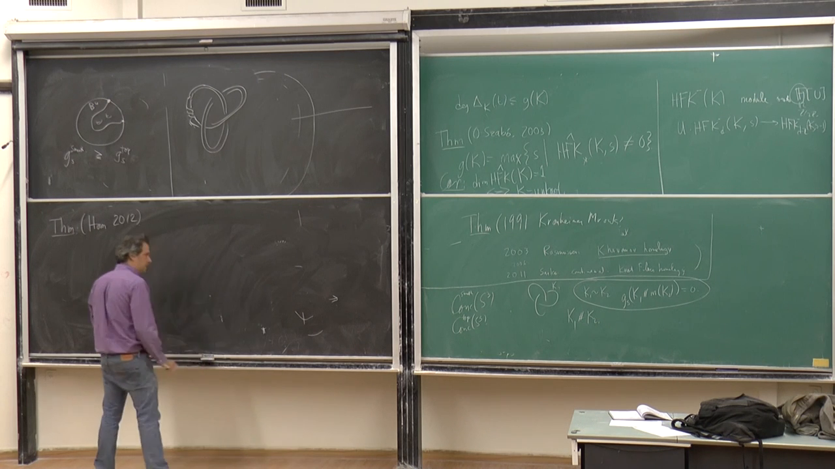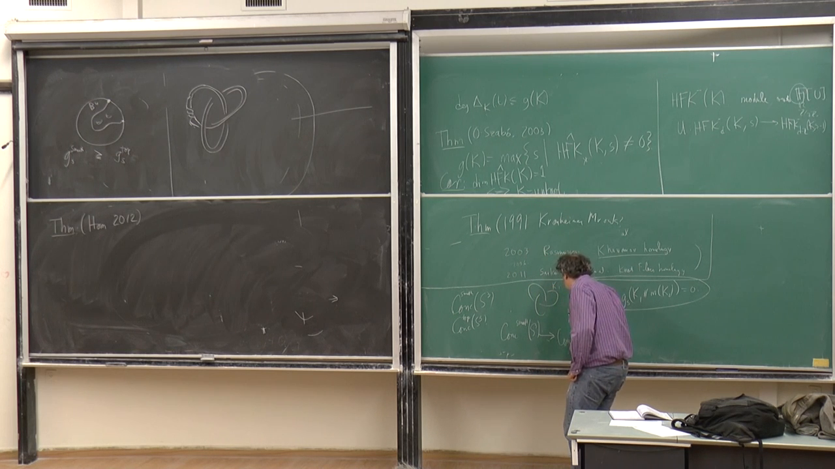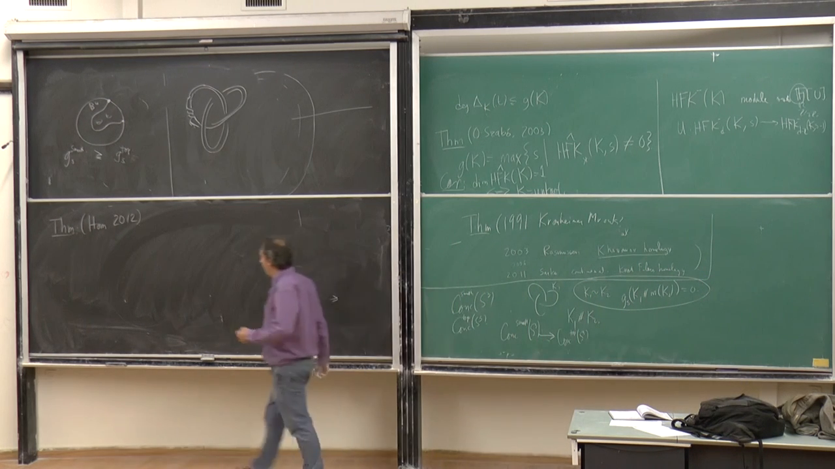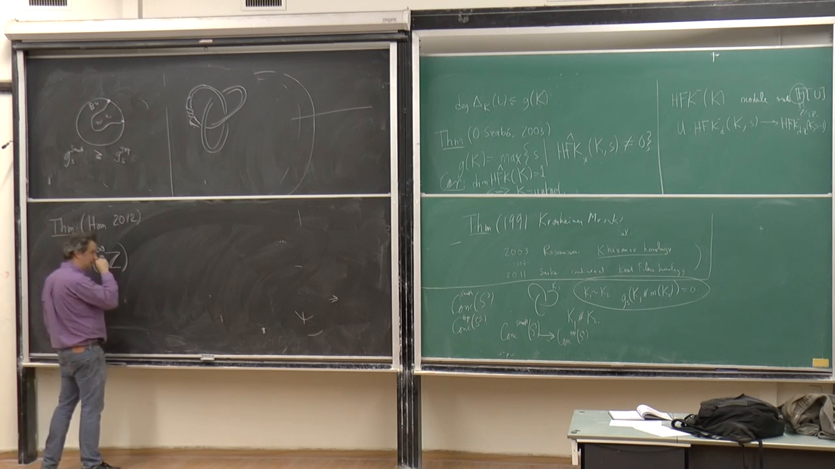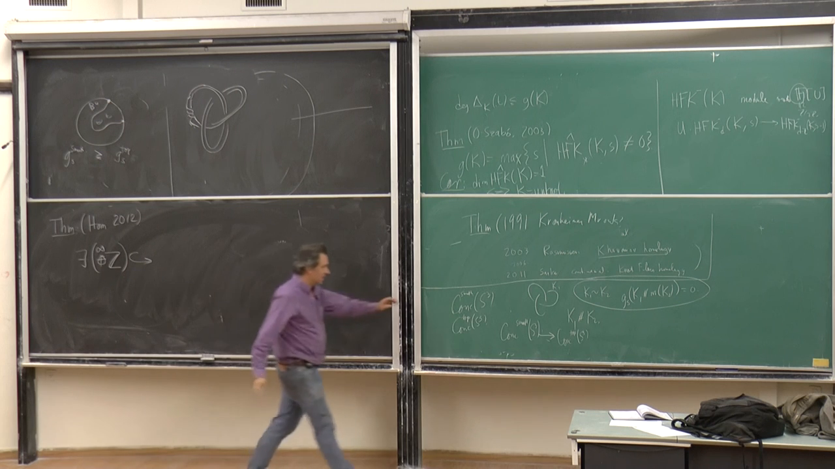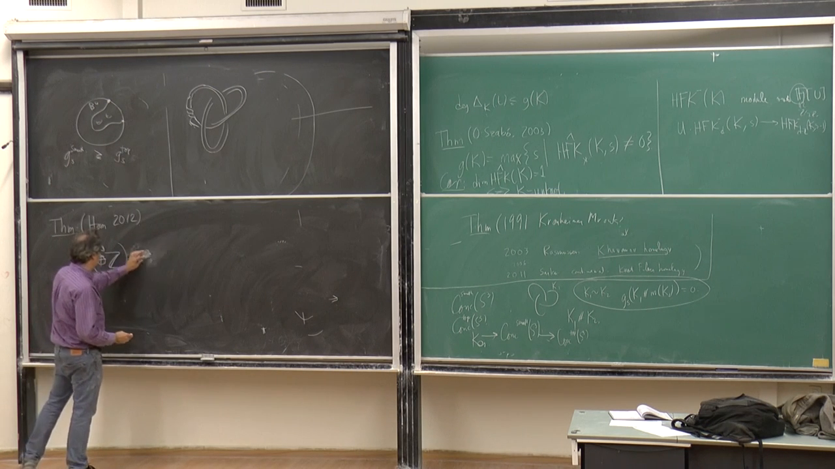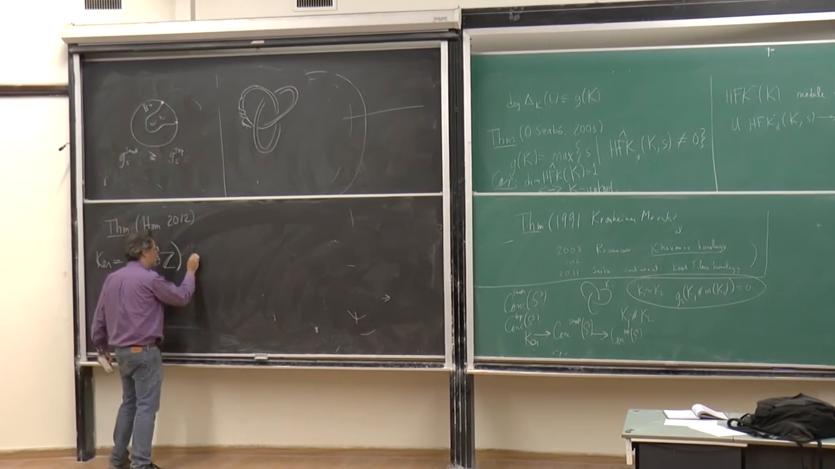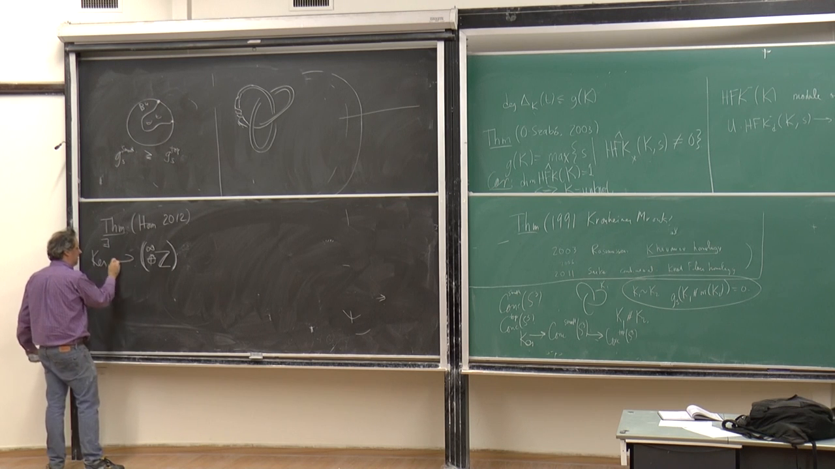The theorem is the following. There's a forgetful map from the smooth to the topological, and that has a kernel. The kernel consists of those knots that are topologically slice. The theorem of Hom is that there exists an infinite direct sum of Z's inside of the kernel. So how should I write this nicely? The statement is that the kernel contains a Z^infinity, an infinite direct sum of copies of Z.